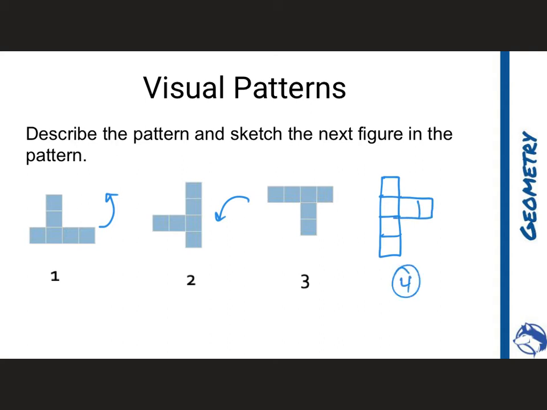And all it's doing is just continually rotating 90 degrees. If I wanted to go one more 90-degree rotation, I would end up back similar to number 1, actually exactly the same as number 1, where I've got the 4 and I have the 2 right here. So that would be 5, which is the same as 1.